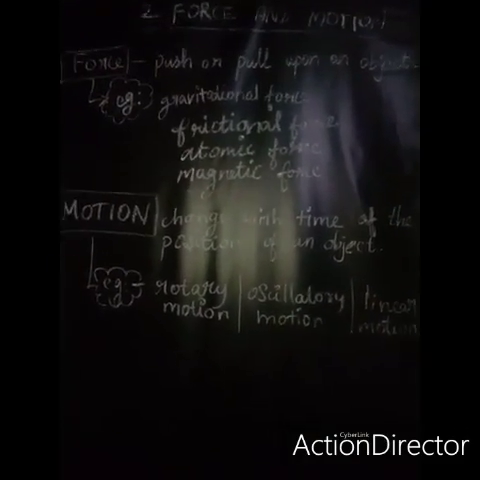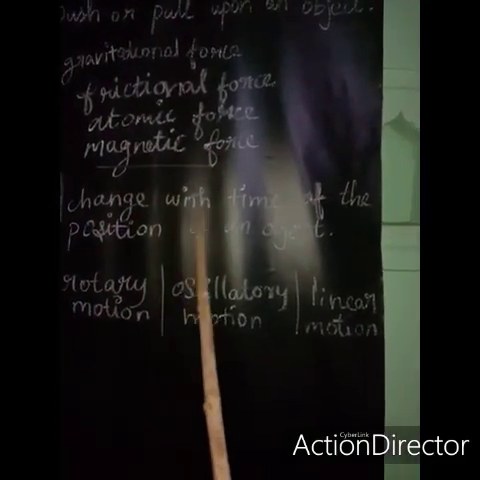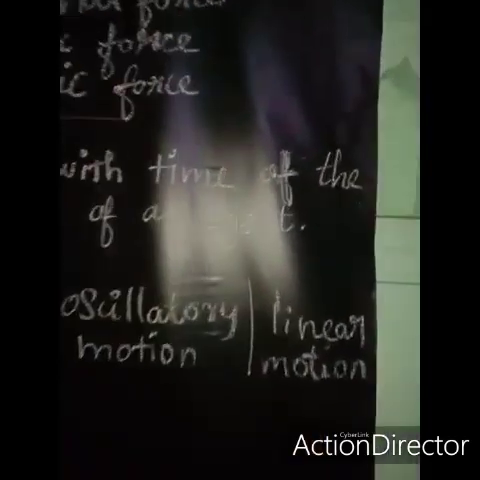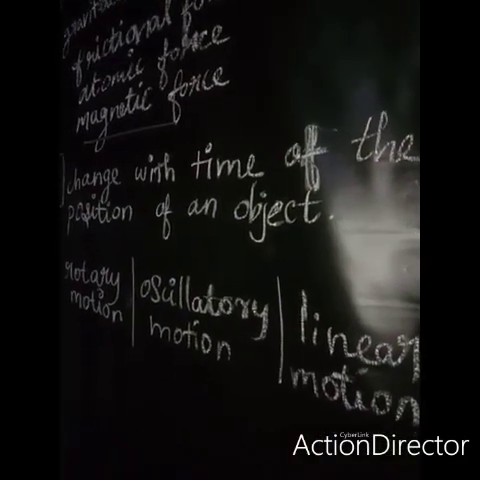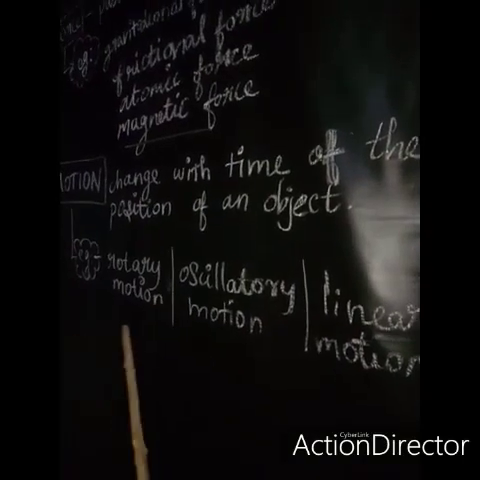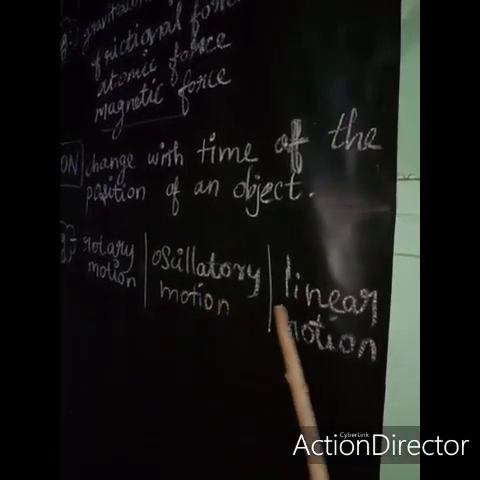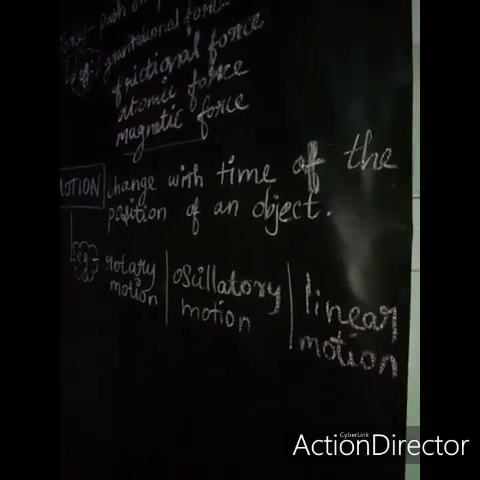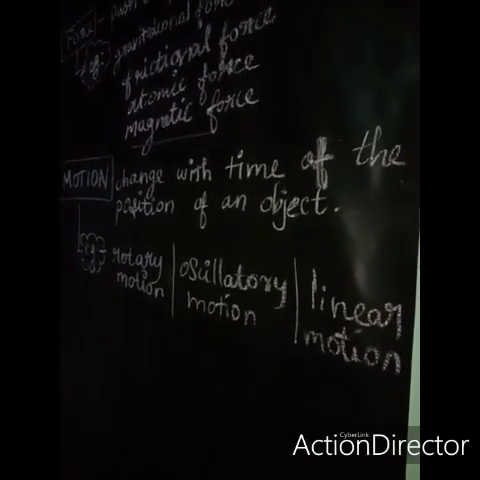Now, what is motion? Motion is defined as change with time of the position of an object. Examples of motion are rotary motion, oscillatory motion, linear motion, curvilinear motion. Like that, there are many types of motion. This topic also you have learned already in 6th standard.